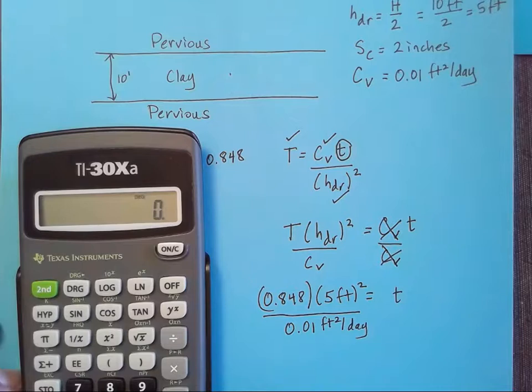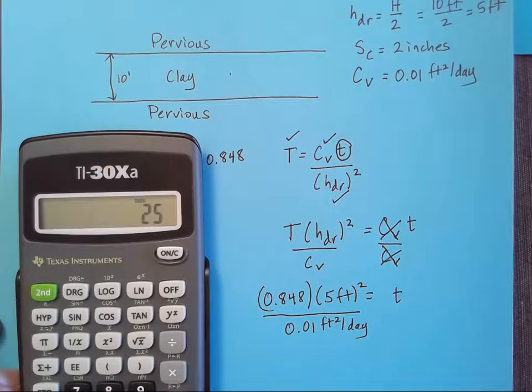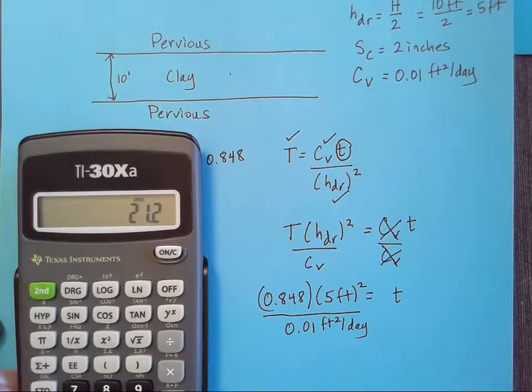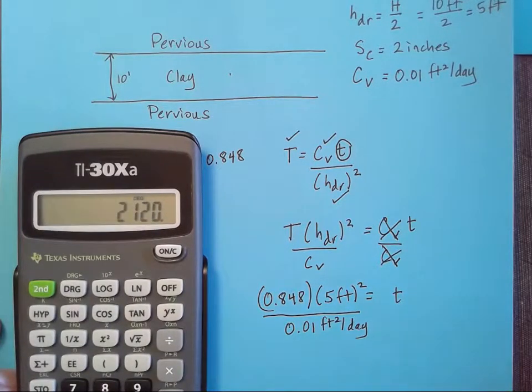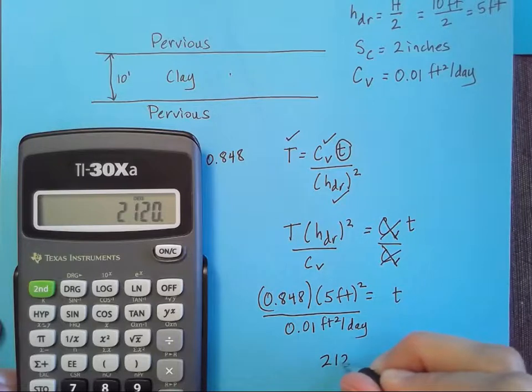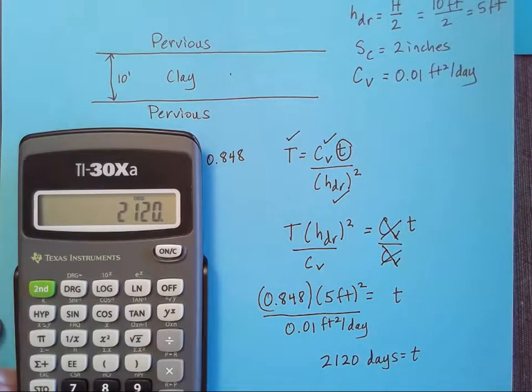All right, so it's 0.848 times 5 squared, I know that's 25, and then divide that by 0.01. And I get 2120 days. So that's a good long time there.